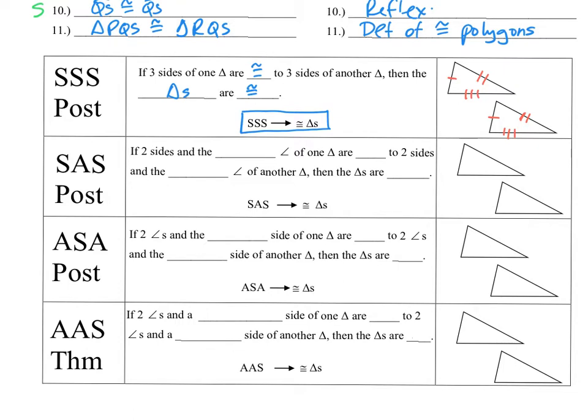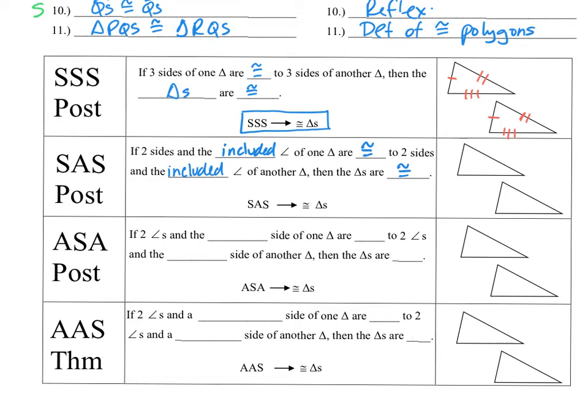Okay, this next postulate is called the side, angle, side postulate. And it says if two sides and the included angle, we'll talk about what that means in just a second, if two sides and the included angle of one triangle are congruent to two sides and the included angle of another triangle, then that's enough to justify that the two triangles are congruent.